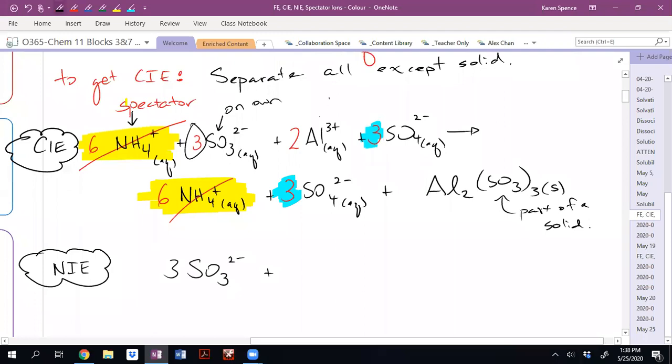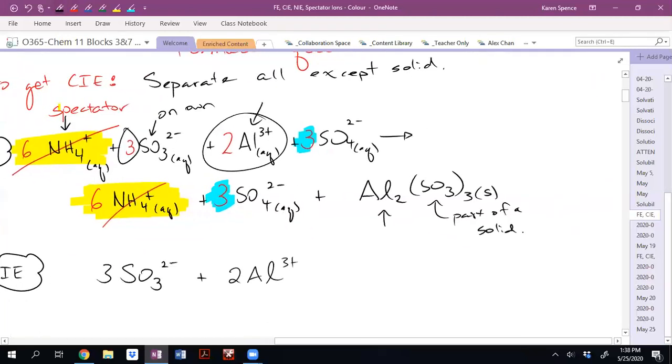Our aluminum is also changing. It's becoming part of the solid, so we're going to have 2 aluminums. And is SO4 a reactant or is it a spectator? A spectator. Yeah, I getcha. So here it is on one side, here it is on the other side. It looks identical on both sides. That means it is a spectator ion, and so we will not include it in our reaction. It will get canceled out.